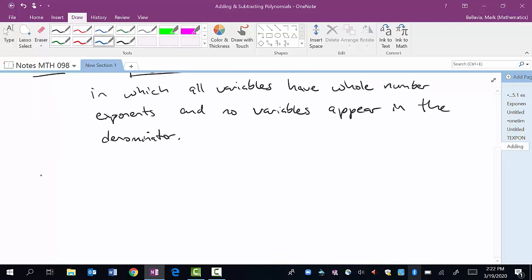So let's just do a quick list of things that are polynomials and then things that are not. For polynomials, something along the lines of x to the fourth plus 3x squared minus 7x plus 1. That's something that has a form. It's a finite number of terms. It's got all the variables with whole number exponents. And there's no variables in any denominators.